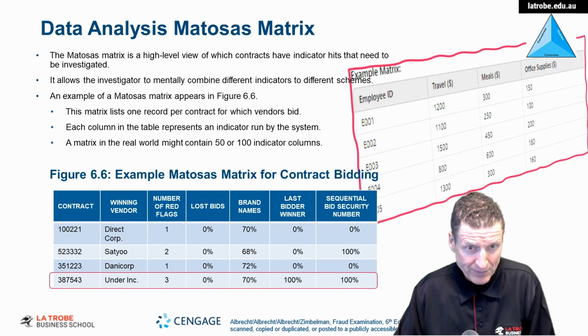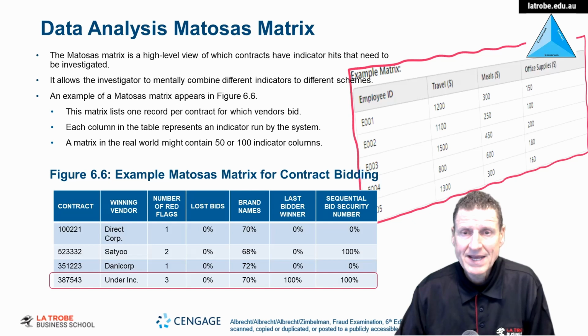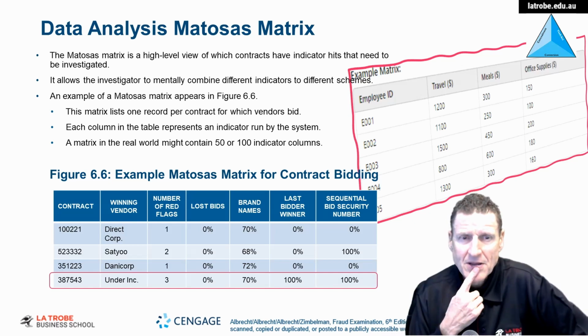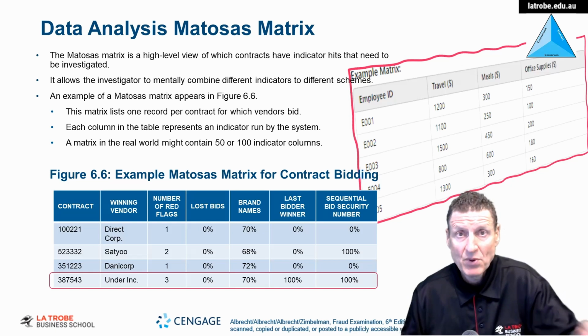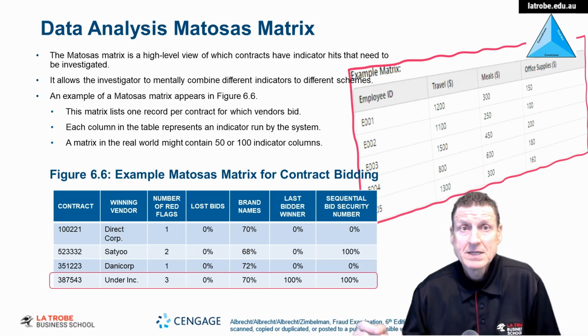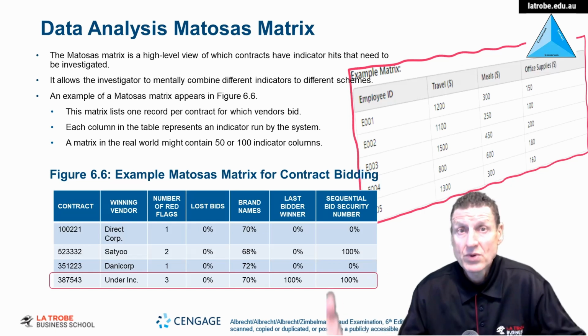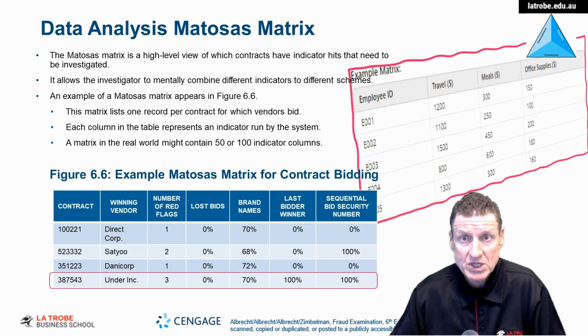And so this may help you to figure out that, well, Under Inc. never lost any bid. It was the bidding winner many times, whereas Direct Corp and Danny Corp, which may be quite equal to Under Inc. on many aspects, never won. And it may raise a red flag to say, well, hang on, let's have a look at Under Inc. in a little bit more detail. Is there anyone in that company that is in a personal relationship with our employees? Is there anyone in that company that has other types of relations outside the organization with employees in our organization?